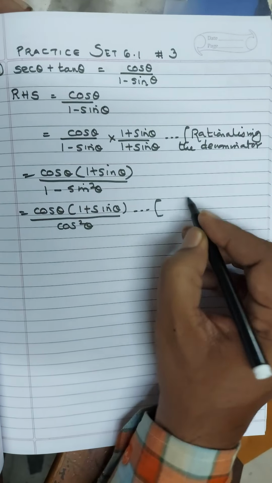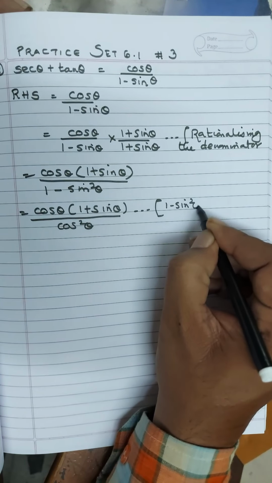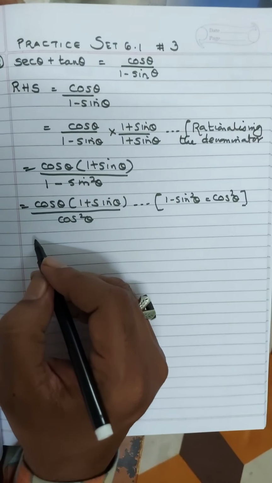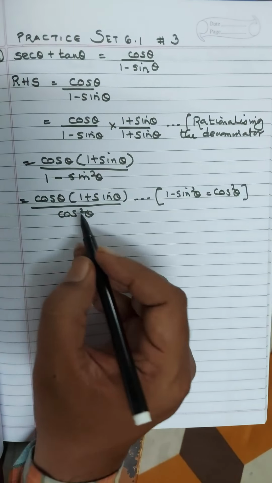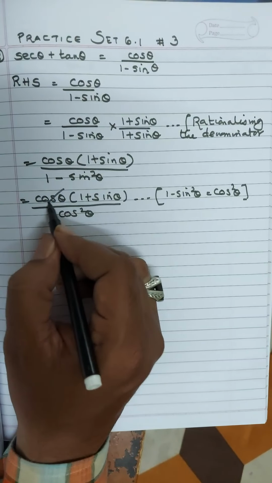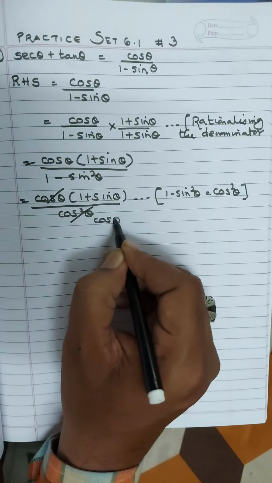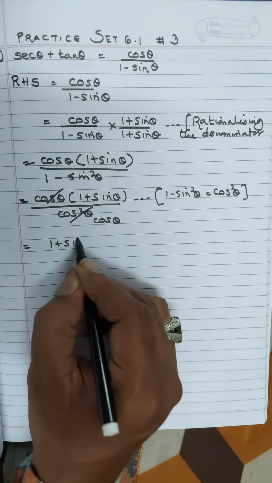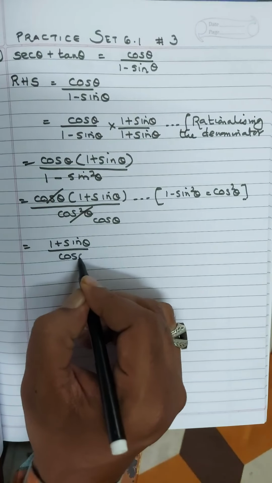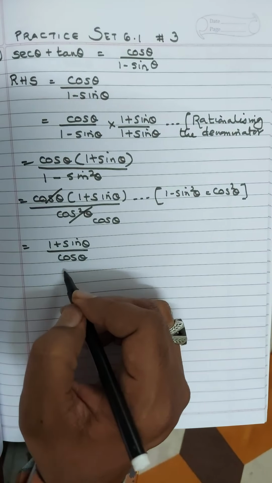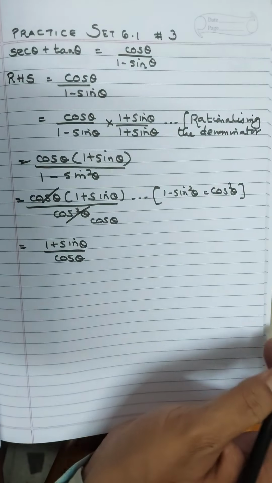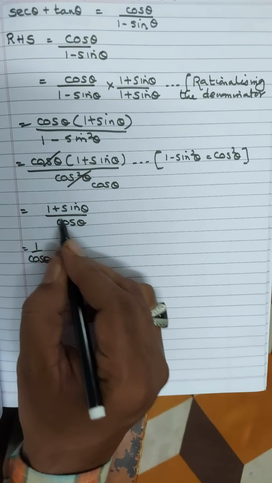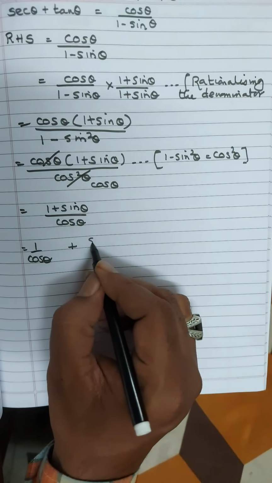So we can write the reason also: 1 minus sin square theta is equal to cos square theta. Now it is very simple. This cos theta and this cos square theta, we need to cancel one, so it remains cos theta. So we write the new value 1 plus sin theta upon cos theta. Now see here, two values in the numerator, we need to split both values and put whatever sign is in between. So 1 upon cos theta plus sin theta upon cos theta.